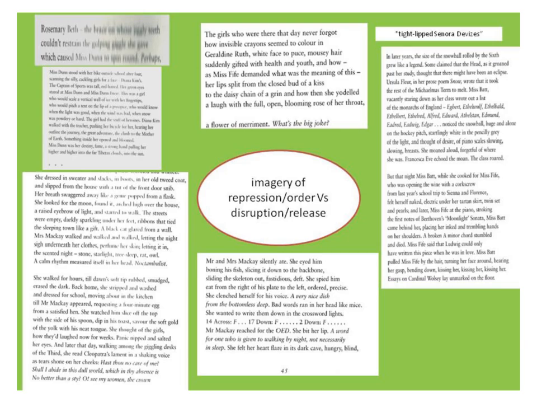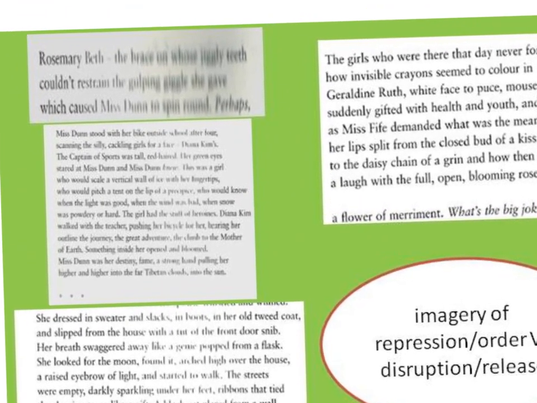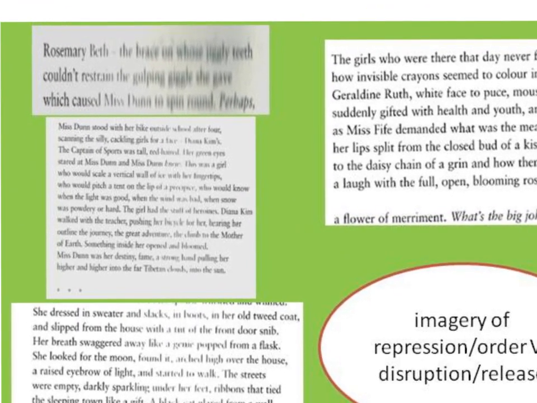Moving clockwise through our quotations here, we zoom in on the first one. Looking at one of the pupils here, Rosemary Beth, the brace on whose jiggly teeth couldn't restrain the gulping giggle she gave, which caused Miss Dunn to spin around. An important bit of symbolism there with the brace, a symbol being an object that stands in for a bigger or a wider idea. A brace is there to restrain, to hold in shape, to hold together.